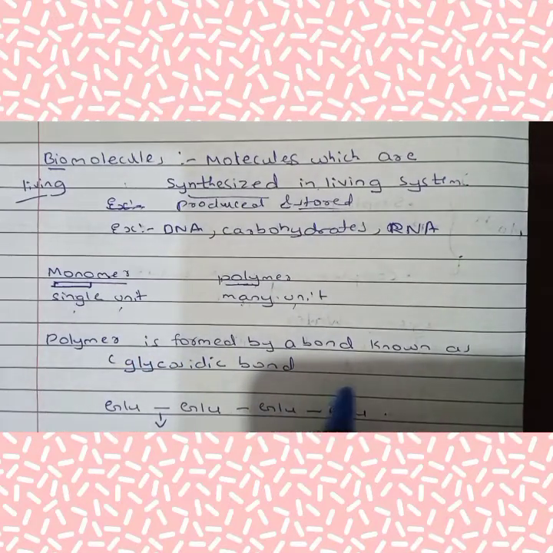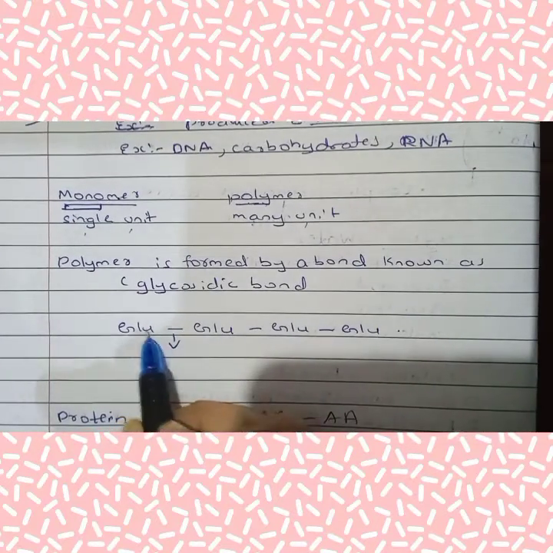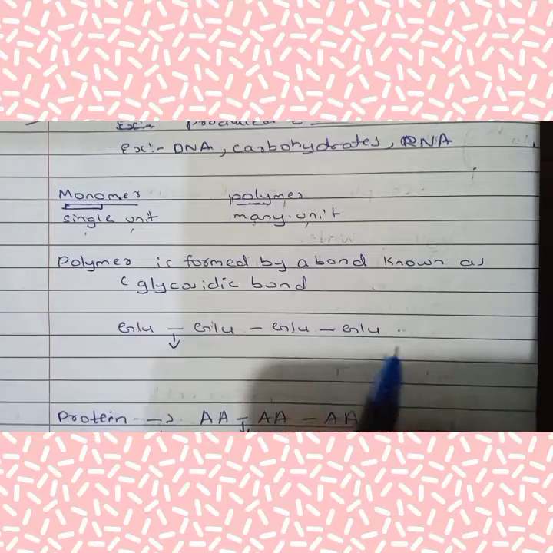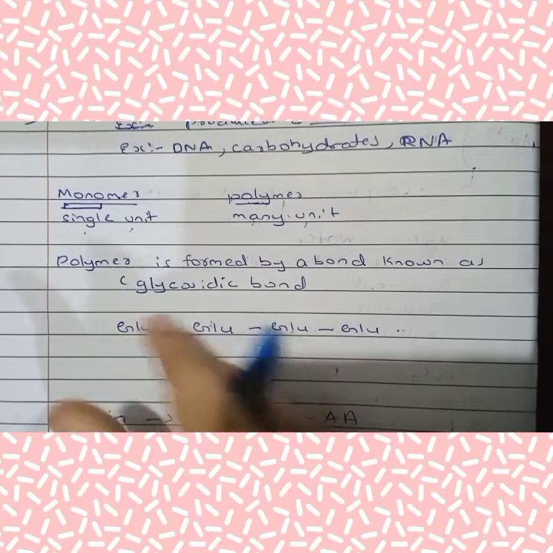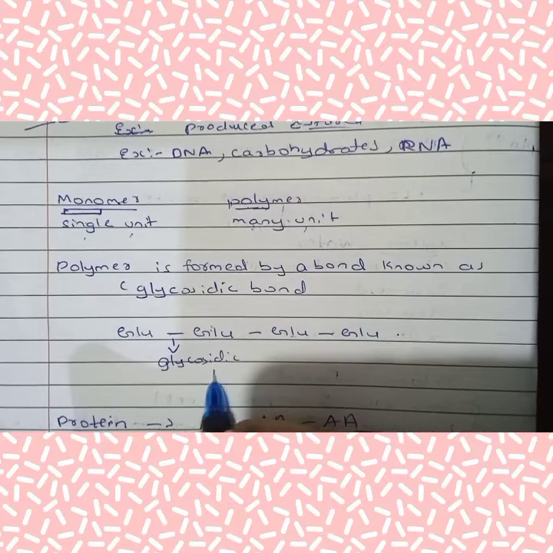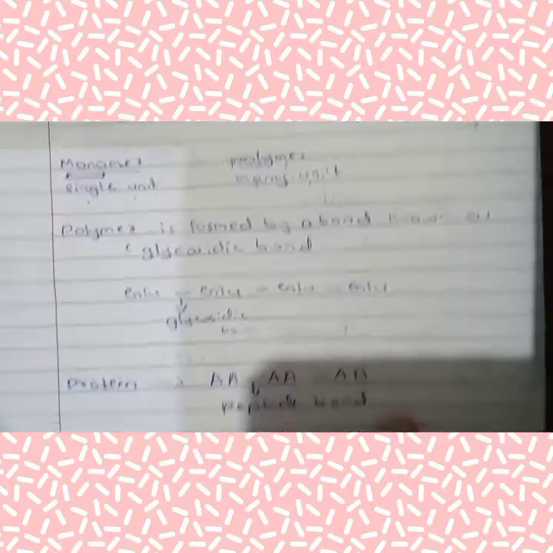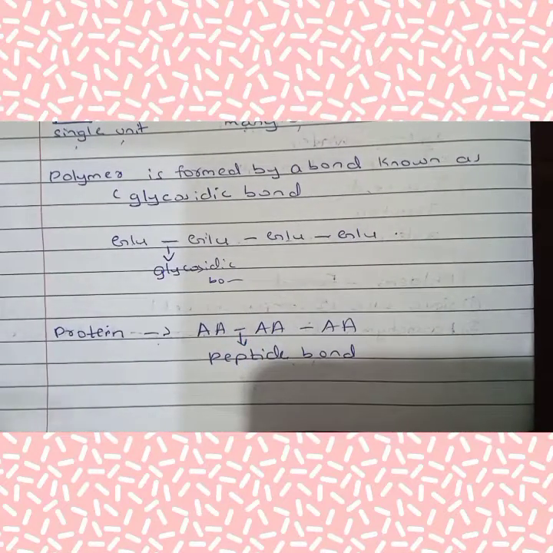It has a bond. That bond is known as glycosidic bond. So this is glucose. Polymer means a bond of glucose, a lot of glucose. So the thing that keeps it attached is the glycosidic bond. Now in protein there is a bond too. This bond is known as peptide bond.